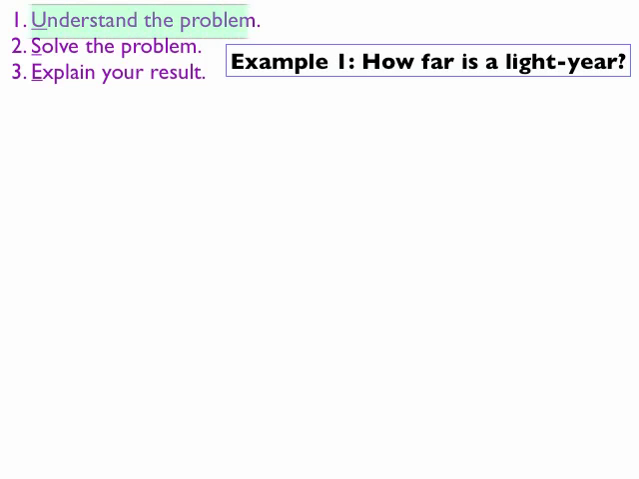Step 1 is to understand the problem so that we can set it up properly. The question asks how far, so we know the answer should be a distance. In this case, the distance that light can travel in 1 year. We know that light travels at the speed of light. We abbreviate the speed of light with the letter c.